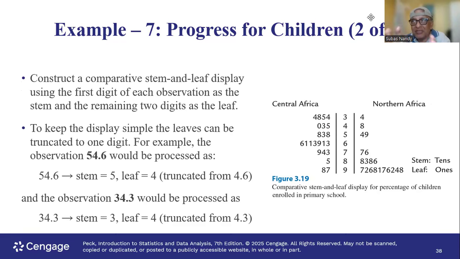Here I clearly show you the advantage of using a comparative stem and leaf display. That means stem in the center and leaves for two groups of data on two sides of the stem, one on the right side, one on the left side. What is the advantage? Compare and contrast.